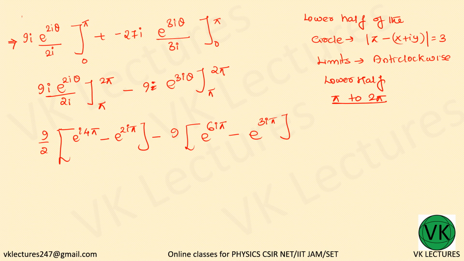The first term, e to the power 4i pi and 2i pi, gives 0, minus 9 into, first term goes to e to the power 6i pi, so that is 1, e to the power 3i pi is minus 1, so that's equal to minus 9 into 2, that is minus 18.